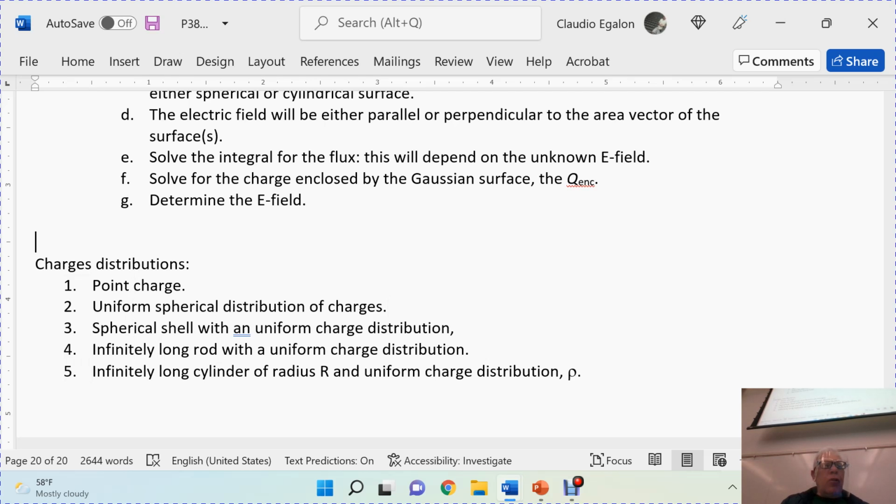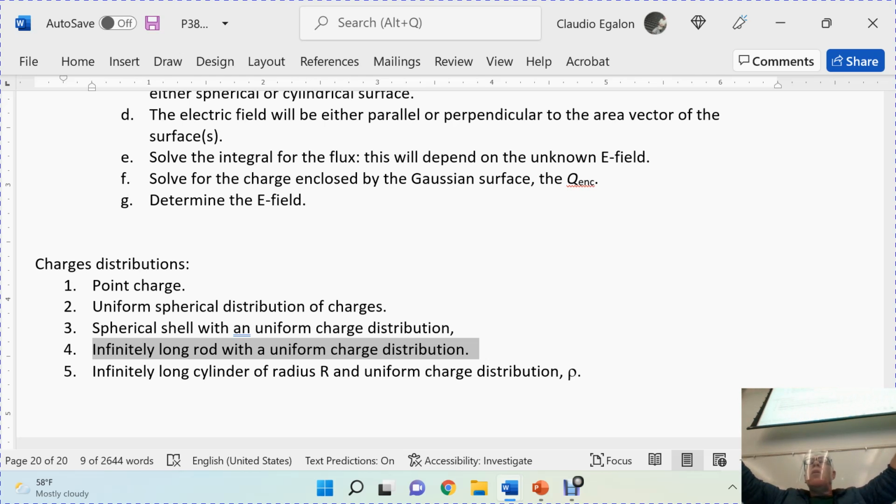Those are the problems that we solved. Okay, there are more out there. Infinitely long rod with uniform charge distribution. In all those cases, the charge doesn't have to be uniform, provided that the charge distribution has symmetry. You can have, for instance, a rod with very little charge here at the middle, and the amount of charge keeps on increasing symmetrically around the center of the rod. You can have that.